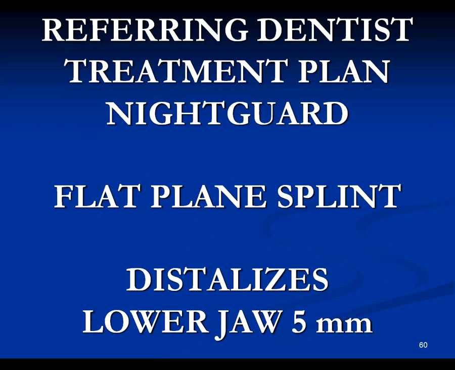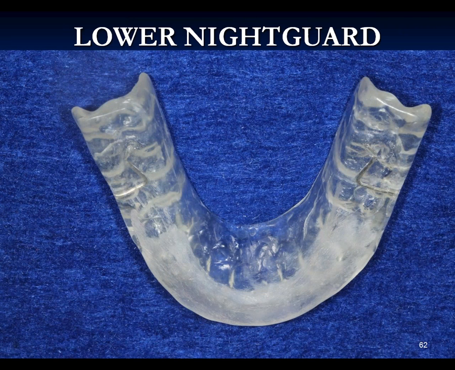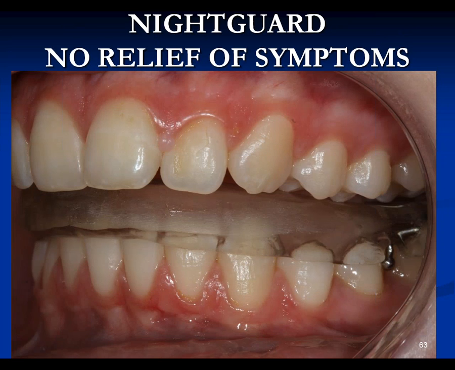I'd say 70% of the patients that come to me with temporomandibular joint dysfunction come with a night guard that distalized their jaw 5 millimeters. Whether it's the top or the bottom, it doesn't matter. That distalized her jaw 5 millimeters. And we tried to explain to you, you've got to move the condyle down and forward, not up and back. So she got no relief from this. There it is, flat. It's a skating rink. Your jaw just goes back on that. So again, no relief of symptoms.